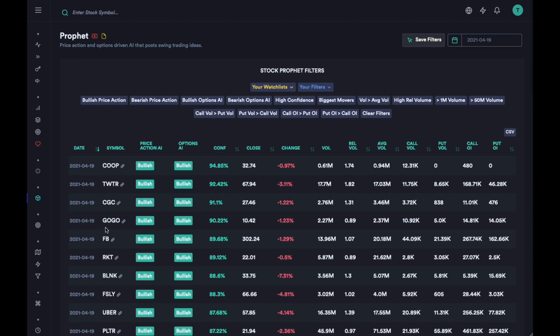Today we are going to skip over this GoGo alert because this one worked. We went from about 10 to 11.5, so I'm not even going to discuss this because not many people are familiar with the stock. We are going to discuss Facebook. Facebook was at 302 when this was given, so let's see what happened to Facebook.